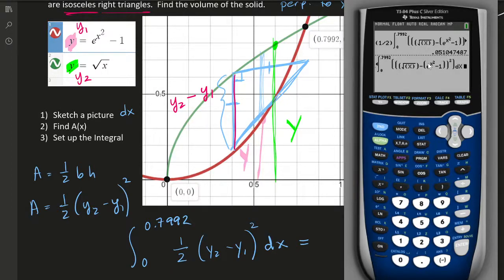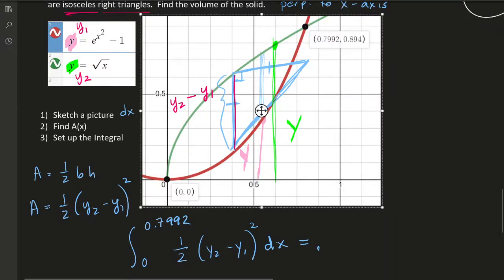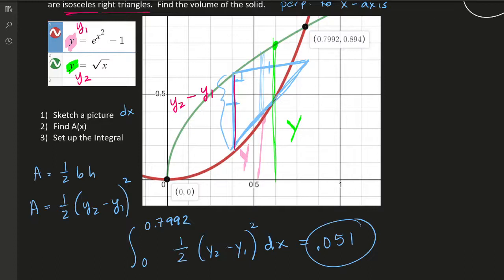So 0.051 is our result here, rounded to 3 places. So this is how we want to do this setup. Whatever we're perpendicular to, that's dx or dy. And we still need to see some dy setups here, but the idea is trying to figure out what's the dimension, what's the area, and our steps that we want to always follow are sketch a picture, decide if it's dx or dy, find an area function, and then set up our integral.